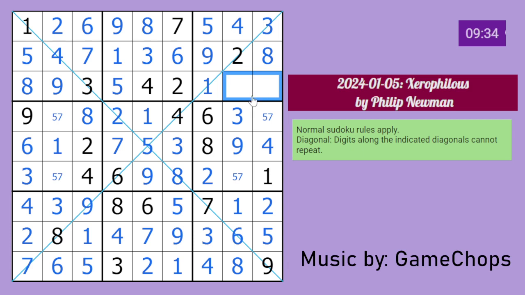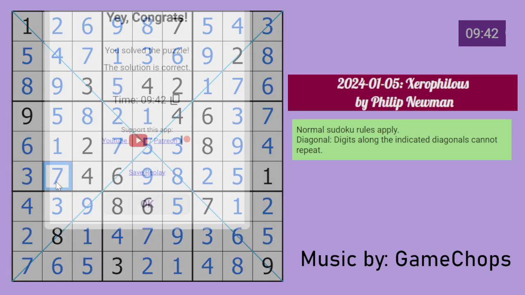This is a 7, 6. 6, 7 is resolved by that. So 7 here, 6 here. This resolves to 5, 7 here, which then resolves to 5, 7 here. GG.